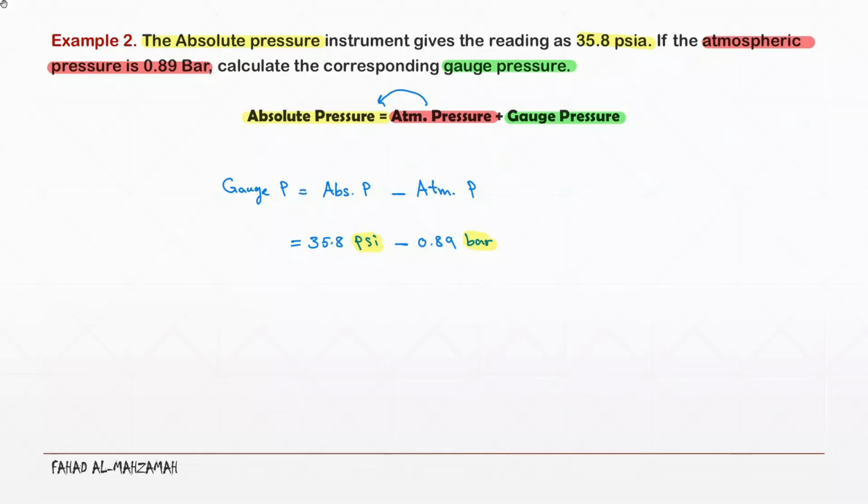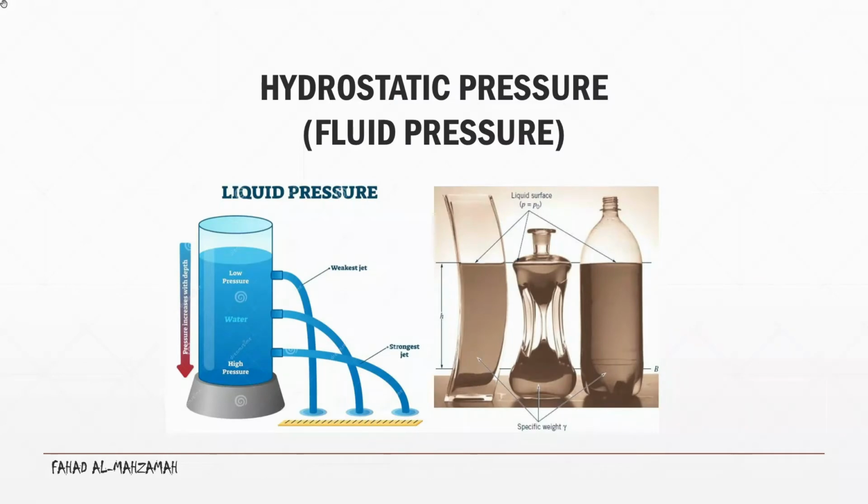Now let's go to the next section. That's all about the types of pressure measurement. The next section is the hydrostatic pressure, or fluid pressure. As we explained in the introduction, a fluid means any material that is flowing. What are the matters that are flowing? We have liquids and gases. The solids are not flowing, so they are not part of fluids.